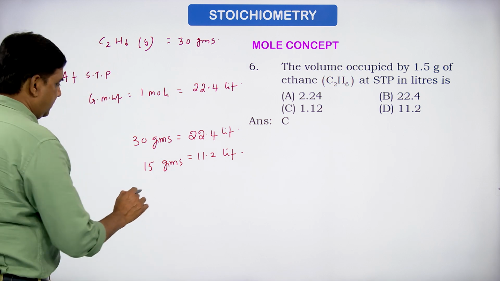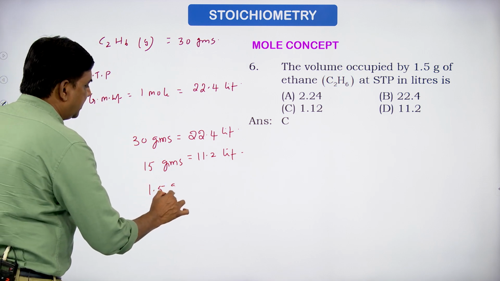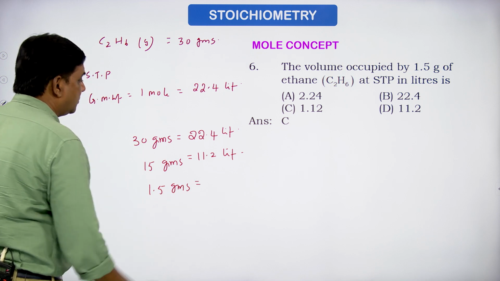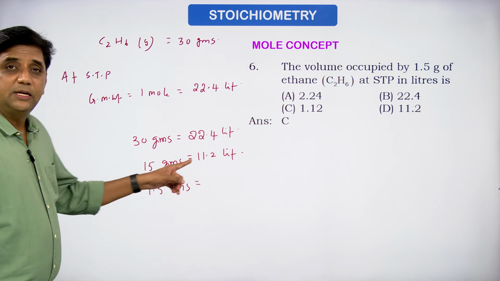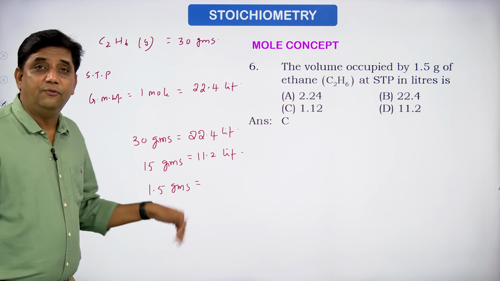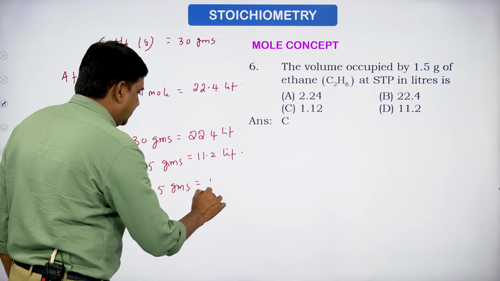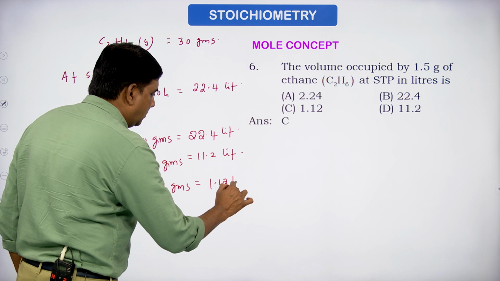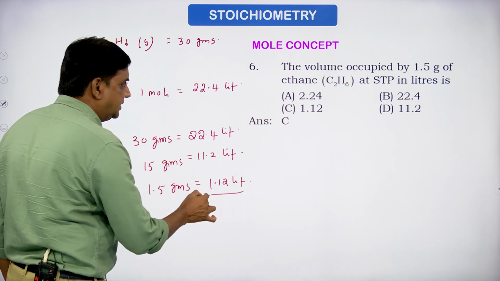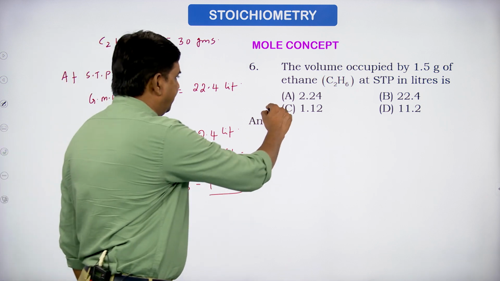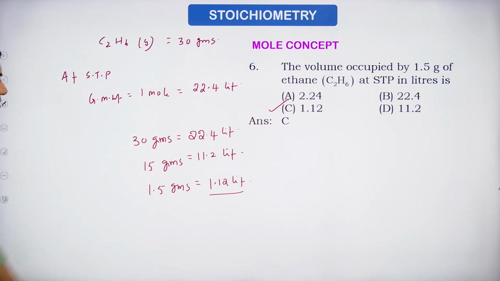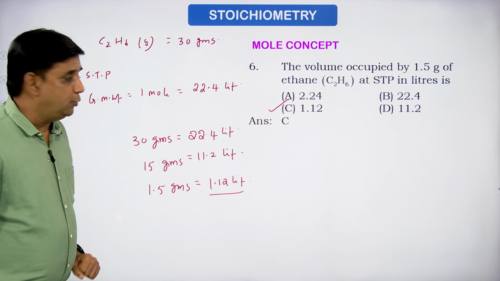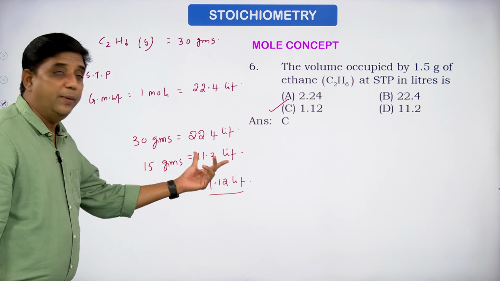So, 15 grams contains 11.2 liters. 1.5 grams contains how much? That is equal to 1.12 liters. This is the answer. So, answer is C. Very simple question. 30 grams of ethane will occupy 22.4 liters. 15 grams will occupy 11.2.